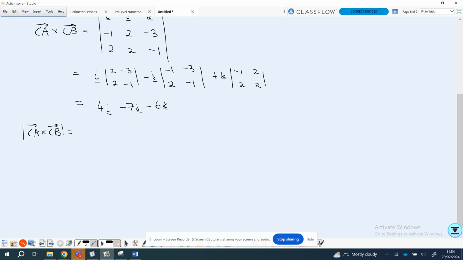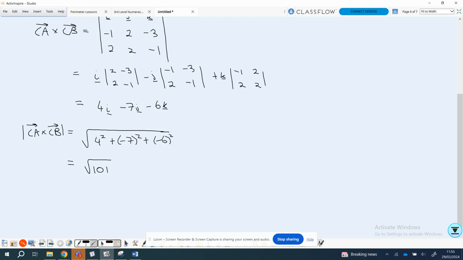that's going to be the square root. We're going to square all the sizes, so it'll be 4 squared plus negative 7 squared plus negative 6 all squared, square rooted. And it comes out to be the square root of 101. Okay, that's what you would get if you do that. Okay, I'm just going to leave that as a surd.